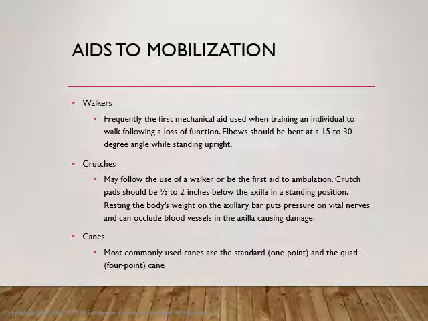Aids to mobilization. Walkers: frequently the first mechanical aid used when training an individual to walk following a loss of function. Elbows should be bent at a 15 to 30-degree angle while standing upright. Crutches may follow the use of a walker or be the first aid to ambulation. Crutch pads should be 1/2 to 2 inches below the axilla in a standing position.